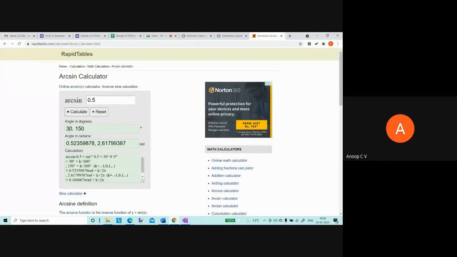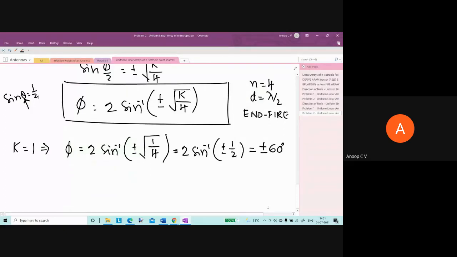That is 30 and 150. And for minus 0.5, it is minus 30 and 210. If you take twice of this, what you will get is plus or minus 60.